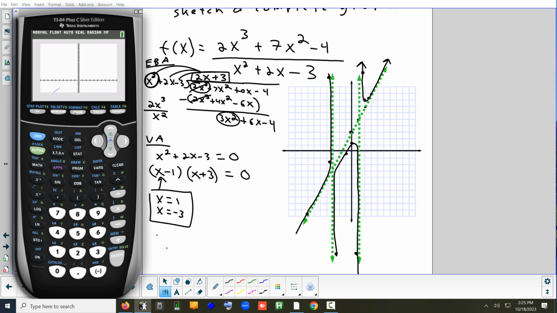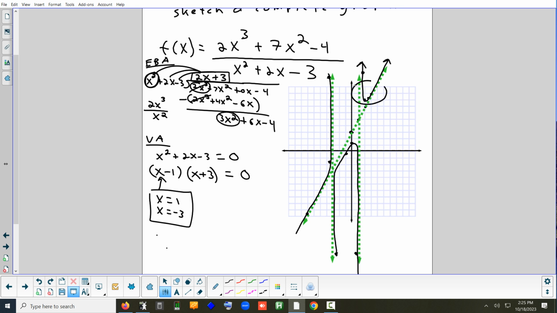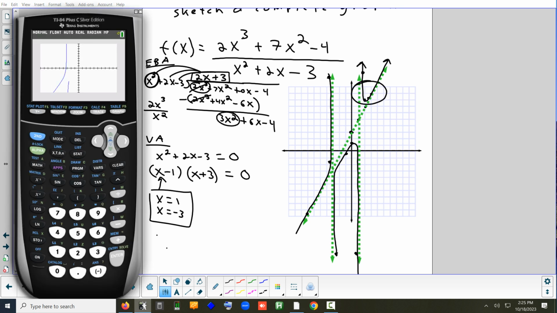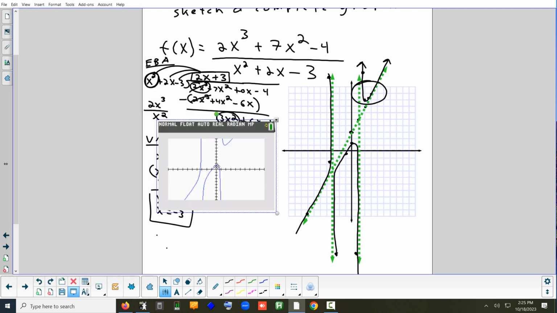Let me do zoom 6. You're just barely going to see the top part of it. You're not going to see much at all on the top part because it's almost off the screen. There's the middle, and there's that little top part right there. Yeah, looks pretty good. Any question on that one?